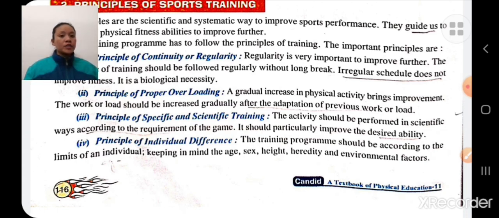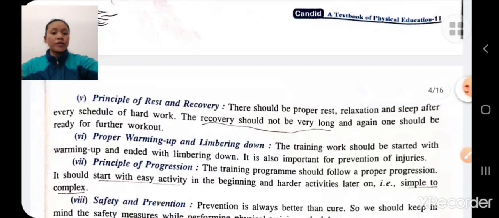Principle of individual differences. The training program should be according to the requirements of the individual, according to individual differences like age, sex, height, heredity, environment. Males require different training methods, females require different, children require different, and the old are different. Therefore, we should make different training. We should use different training methods according to individual differences.